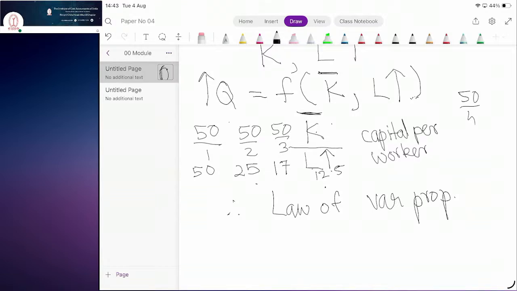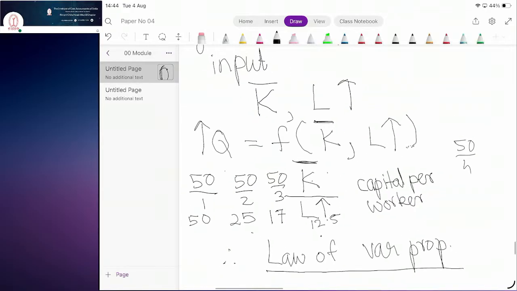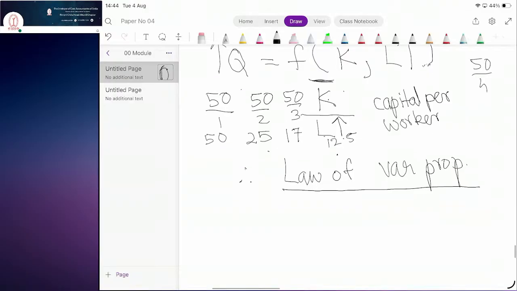One input is remaining fixed and you increase the other input, the ratio capital by labor is changing, and therefore this law is called the law of variable proportions. Okay, so let us now see what this law is.